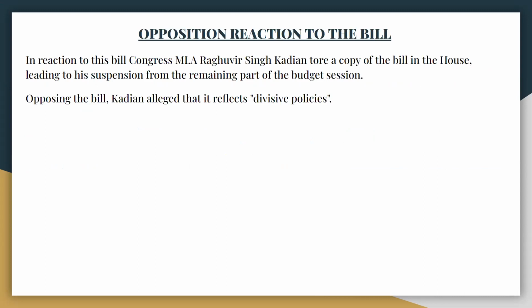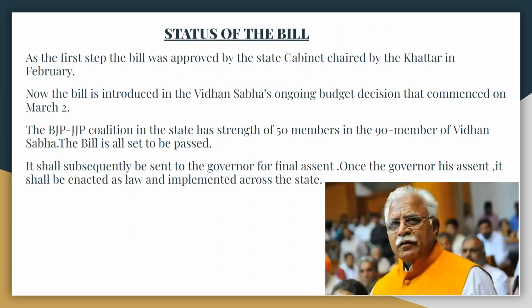Next, we can see what the opposition's reaction to the bill is. In reaction to this bill, Congress MLA Raghubir Singh Kadian tore a copy of the bill, saying that it reflects divisive policies. According to him, this bill divides the unity of the state. And for tearing the copy of the bill in the house, he also got suspended from attending the remaining part of the budget session.